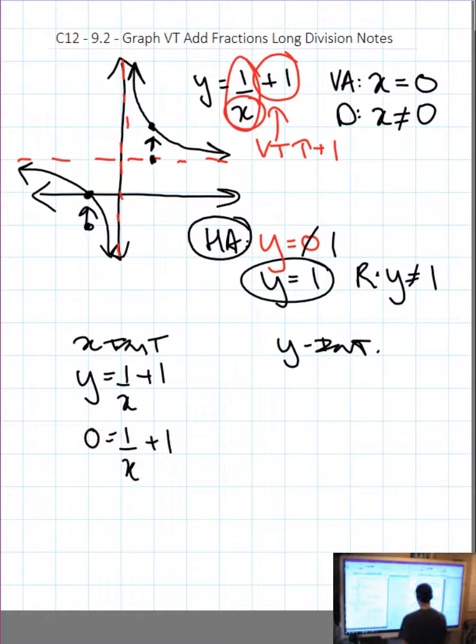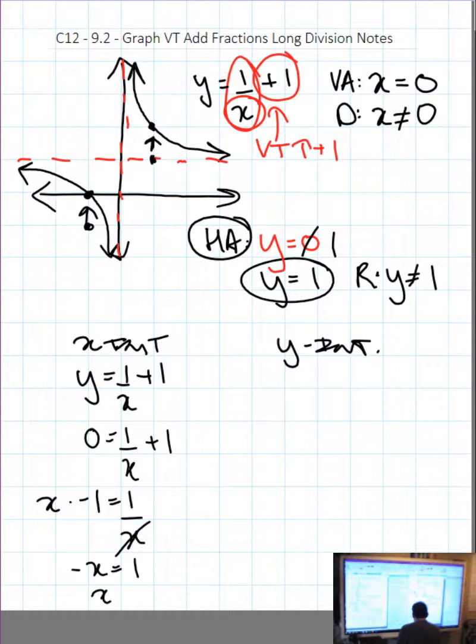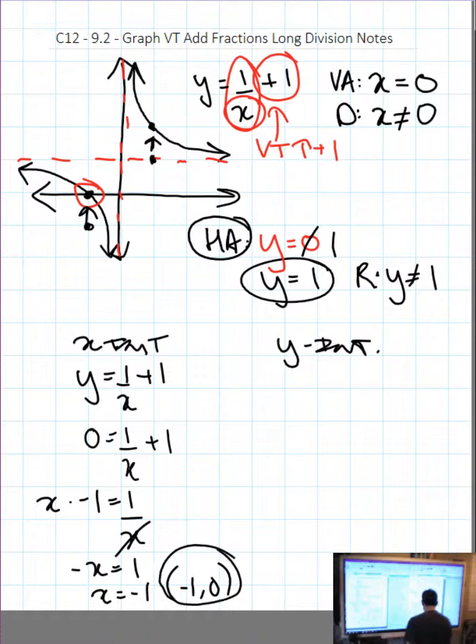Then I can subtract 1 from both sides. Then I can multiply both sides by x. And I know that negative x is equal to 1. And if I divide both sides by -1, I get x equals -1, with my x-intercept at (-1, 0). And we already knew that because that was already on the graph from our transformations. Let me circle that one, very important.